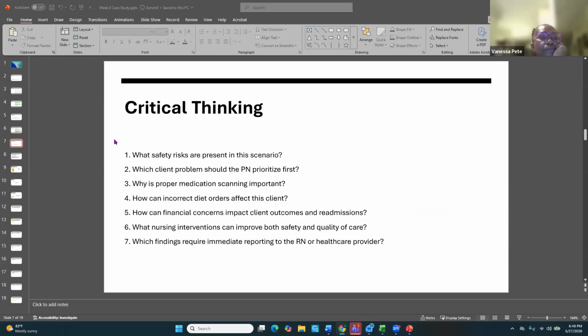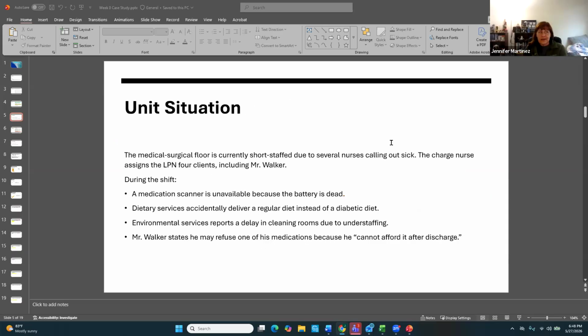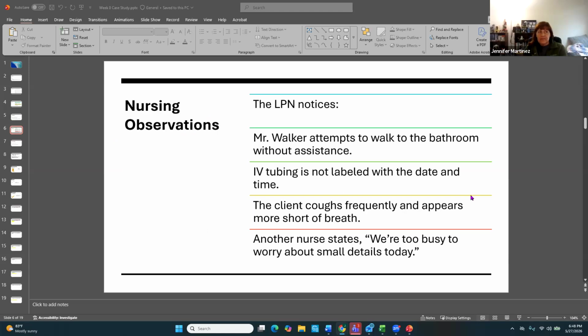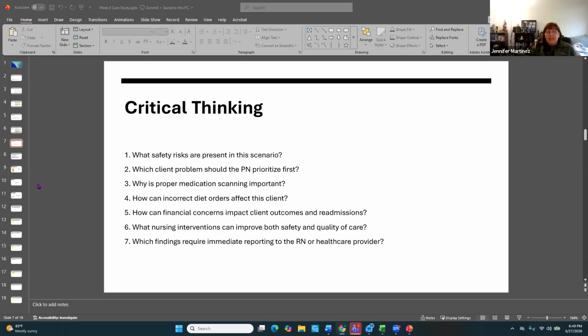So some of the safety risks we talked about: the medication scanner is dead, we got the wrong tray, environmental services isn't cleaning, and he's going to refuse his medications because he can't afford them. We identified that he is walking without assistance, that the IV tubing is not labeled, and he's coughing more frequently and appears more short of breath. And this, I have no words for. So of everything that is going on with him, what should we prioritize?